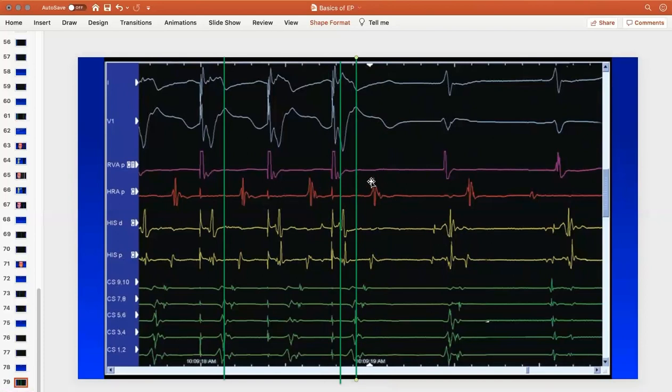Sorry. So you said that this V conducts to this A. Okay. Yeah. And what is this beat? This beat is a native beat. Native, but you see a QRS. Where did this come from? The PVC? Yeah, this is PVC. Is it a PVC? So it is.